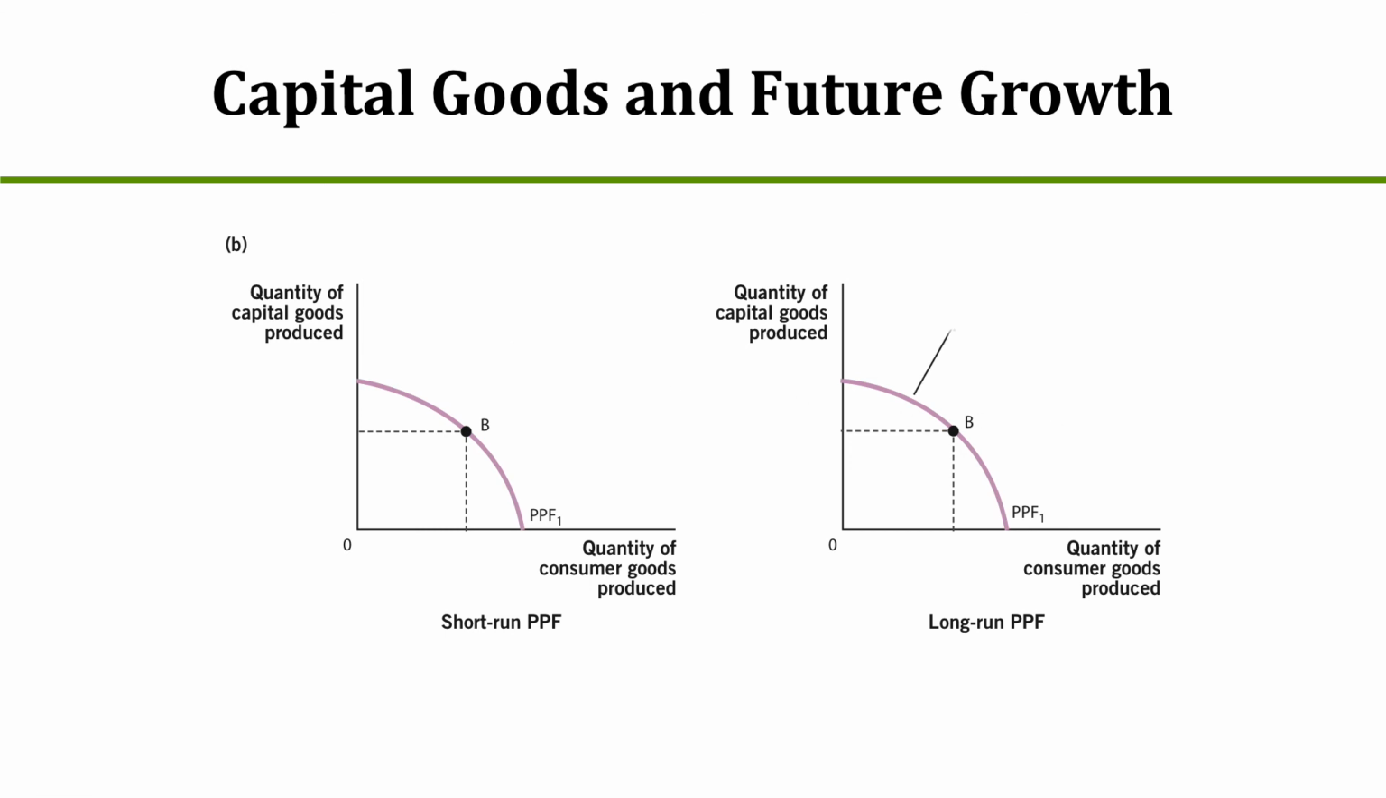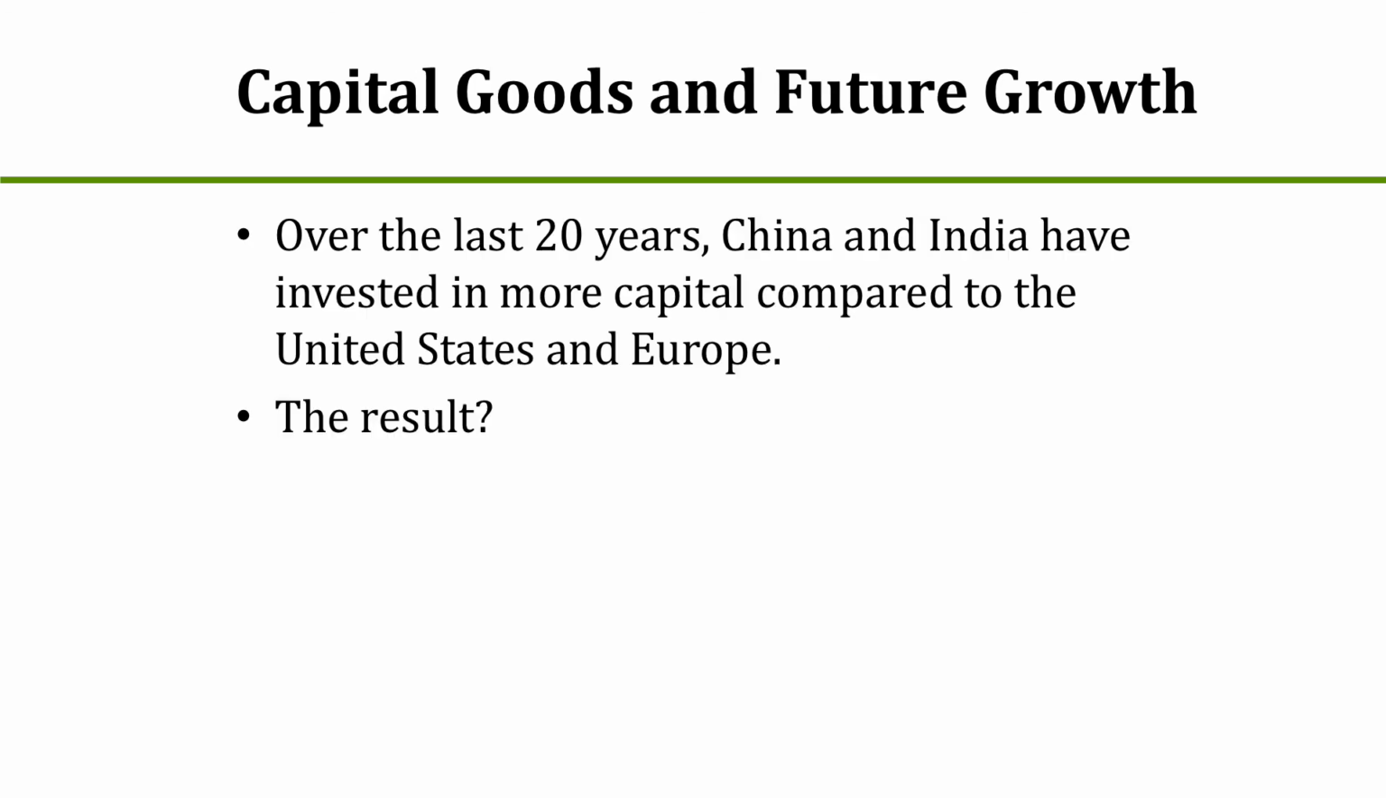So basically, the economy will grow more and the PPF will shift from both sides a lot more compared to the previous graphic. So basically, the end result is if you consume less and if you save more, you are going to grow a lot more in the future.